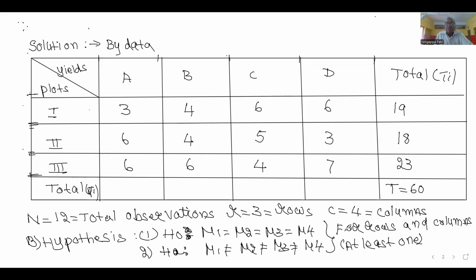These two statements are true for rows and also for columns. At least one of the mu's may be unequal. It is sufficient to prove the result. That is the meaning of that.